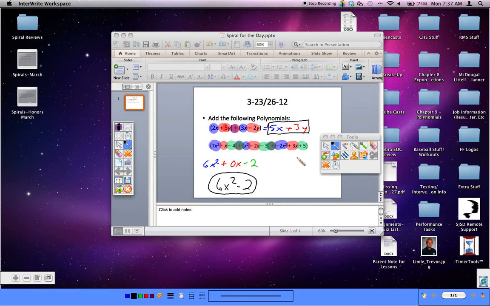Please understand, if you say on Wednesday that you can't do this, what you're telling me is that you are not capable of adding. You should be capable of adding by this point in your life. So here's your spiral for the day.